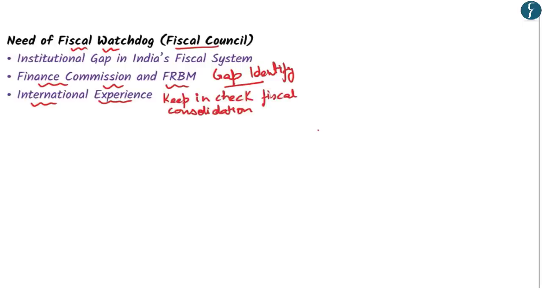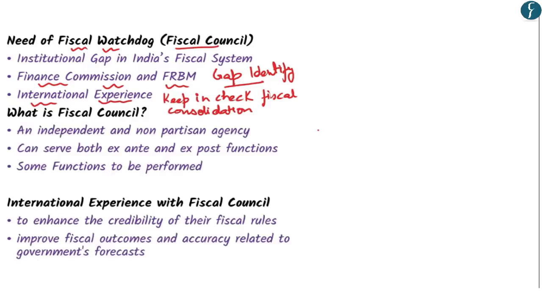In this regard, let us understand what a fiscal council is and how the setting up of a fiscal council can improve the credibility of fiscal policy in India. So let's begin with what is a fiscal council. A fiscal council is an independent and non-partisan agency which is set up to publicly assess the government's fiscal performance against its stated objective. A fiscal council can serve both ex ante and ex post functions.